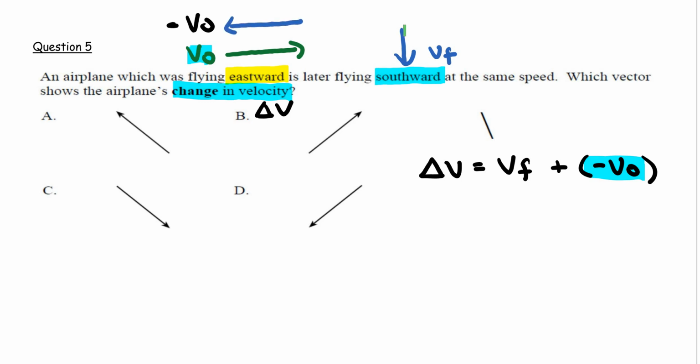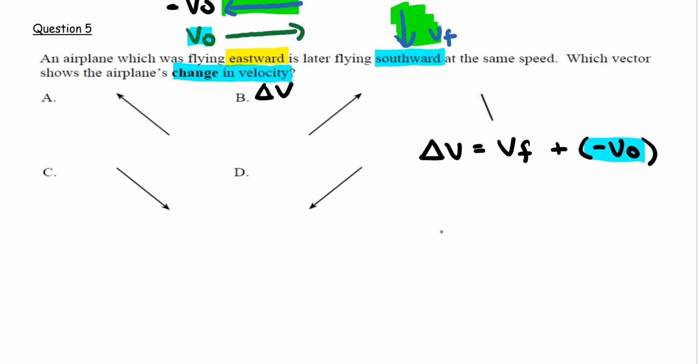Okay, so now we're going to be using our final velocity vector in green and our negative initial velocity vector in green there, and we're going to create a resultant vector now. Okay, so how do we do that? So this is your final velocity going southward, and then we have our negative v naught vector going in the westward direction. So this is negative v naught.